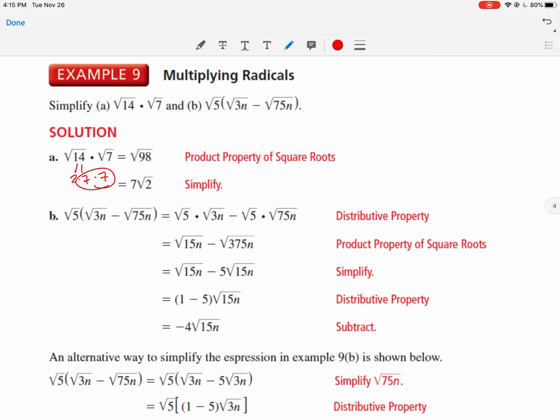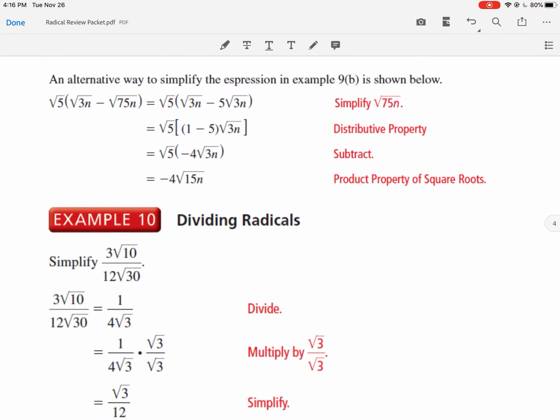If we have square root of 5, so we're going to square root of 15 in, minus, now 75's got 25 and 3, which is 5 and 5. That pairs out, okay, just like that. And that makes them the same radicands, and then we can subtract their coefficients. 1 square root of 15 in minus 5 square root of 15 in, negative 4 square roots of 15 in.